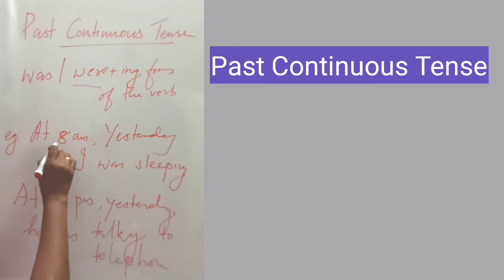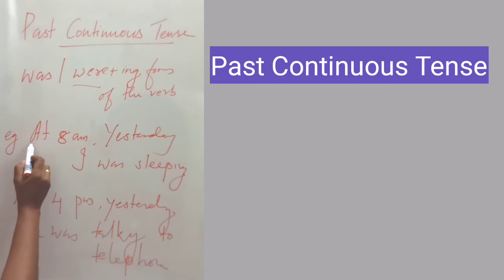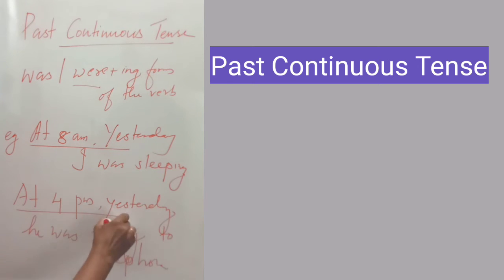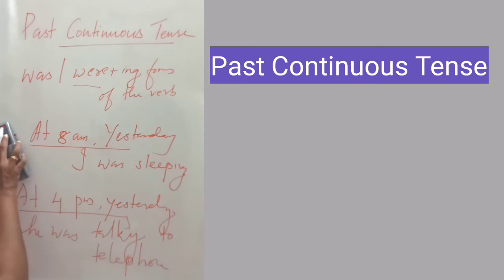Two examples. At 8 a.m. yesterday, I was sleeping. At 4 p.m. yesterday, he was talking on the telephone. To denote an action that was in progress at a definite point of time. Here a definite point of time is mentioned, that is 8 a.m. yesterday and 4 p.m. yesterday. To denote an action that was in progress at a definite point of time in the past, in those cases, we use past continuous tense.